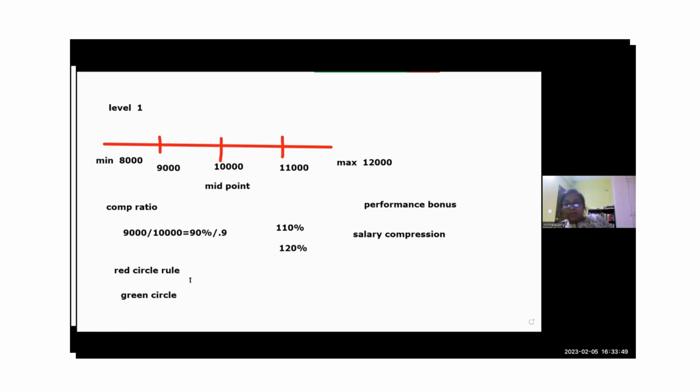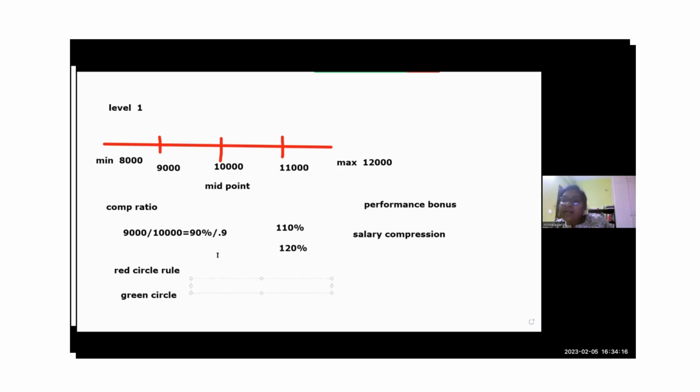Okay, now, ma'am, I have one question on this. Yeah, please tell. Since you explained the red circle rule, can you talk a little more on the difference between salary compression and the red circle? How will it differ? Salary compression and red circle are two different things.